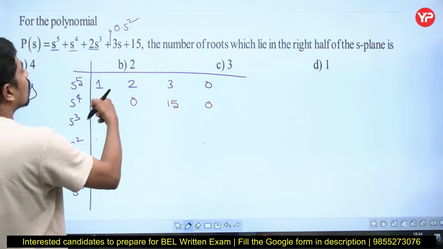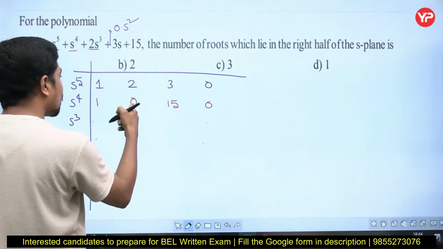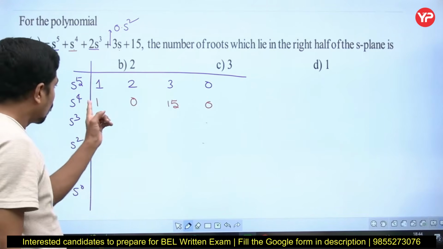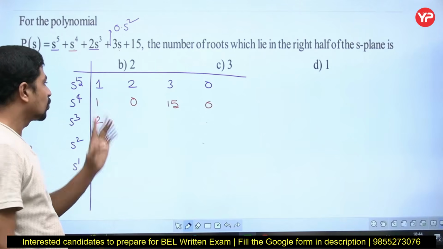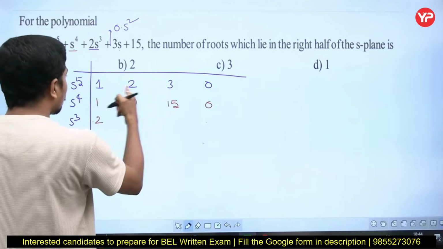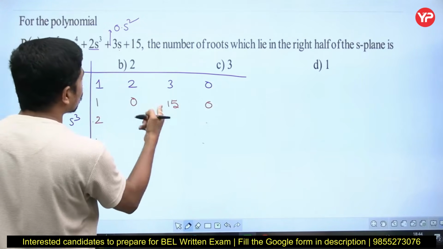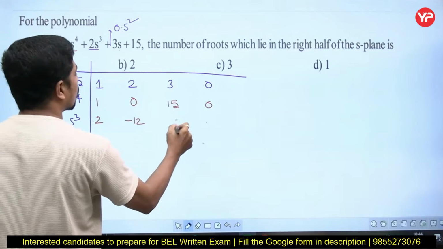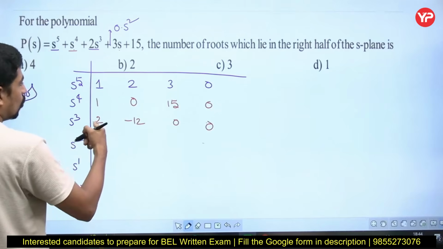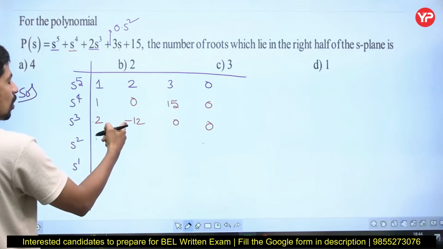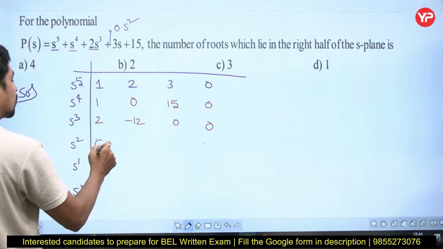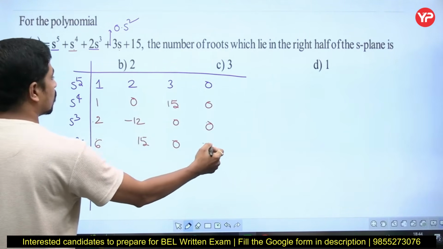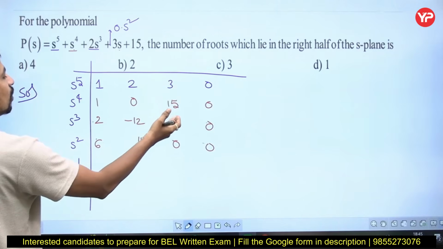Now you calculate. 2 minus 0 by 1. This is 2. I repeat. 1 into 2 minus 0 by 1, 2. This is 1 into 3 minus 15. 3 minus 15, minus 12 by 1. This is minus 12. Right? This is 0. This is 0. Next, 2 into 0. Minus of minus 12 plus 12 by 2. It is 6. Yes, 15 you will get here. This is 0. This is 0. 15 is here, not there.